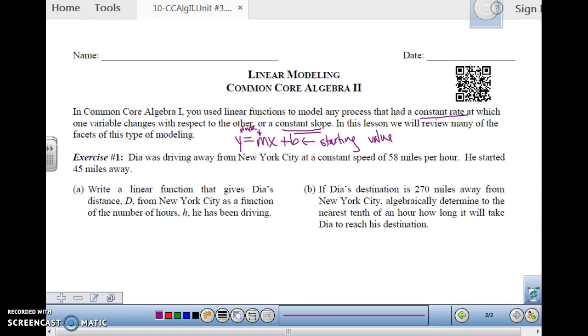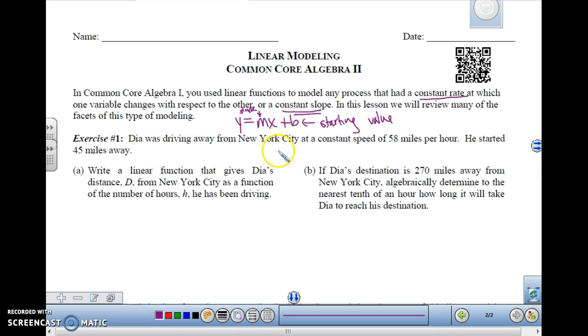So let's try this. Dia was driving away from New York City at a constant speed of 58 miles per hour. He started 45 miles away. Write a linear function that gives Dia's distance d from New York City as a function of the number of hours h he has been driving. So our input is h, you put in the hours, and the output is d, which is the miles away from New York City.